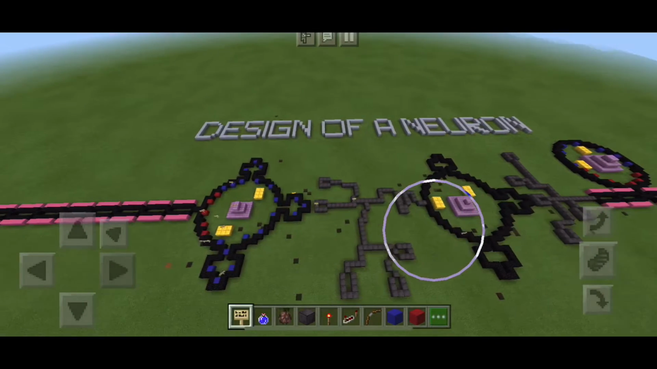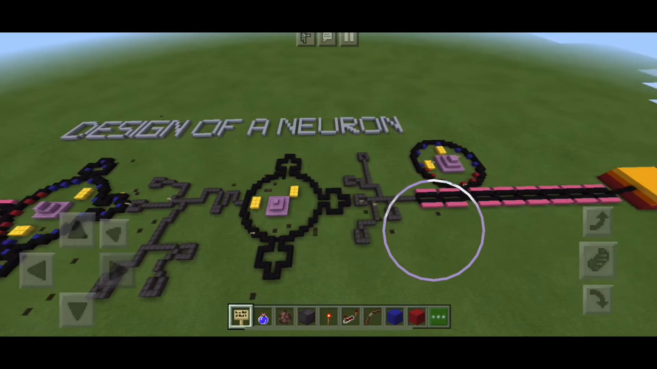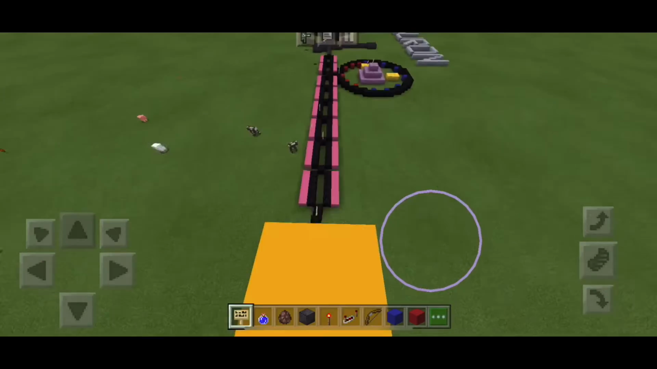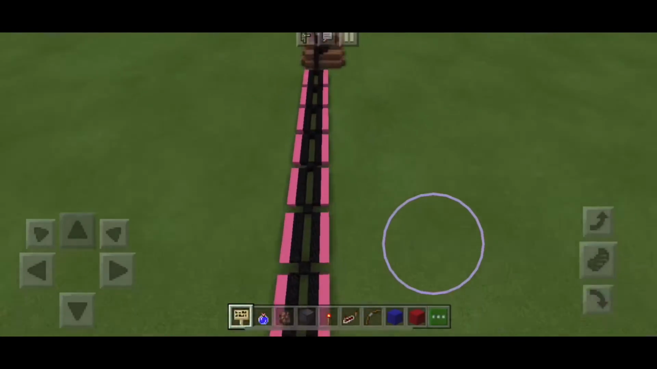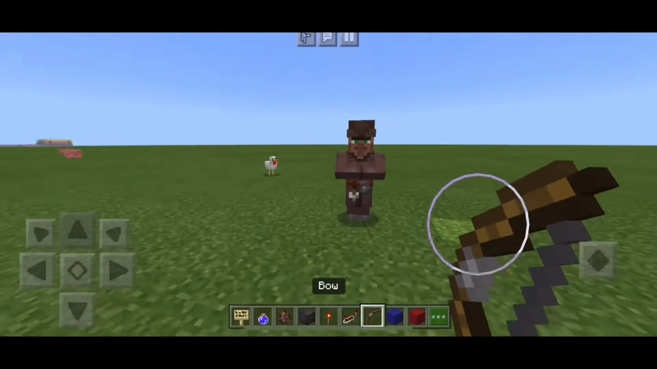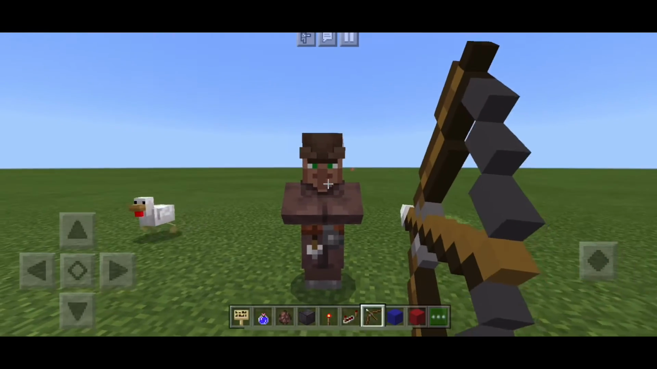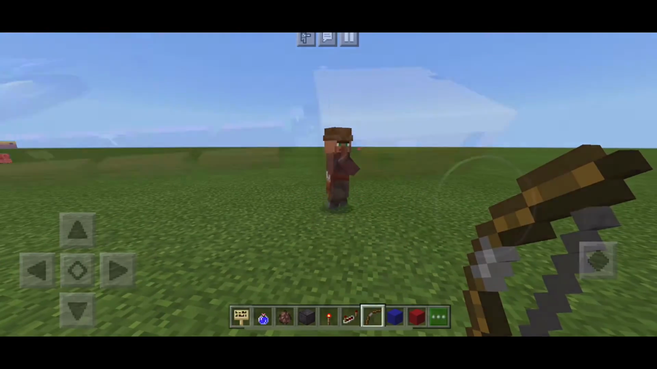Hello, today I will be explaining the process of a 3-neuron arc. I will be pointing out each part of the 3-neuron arc and their function, along with how they all tie together. The stimulus I will be using today is a villager being shot by an arrow. How does the villager have the ability to react?